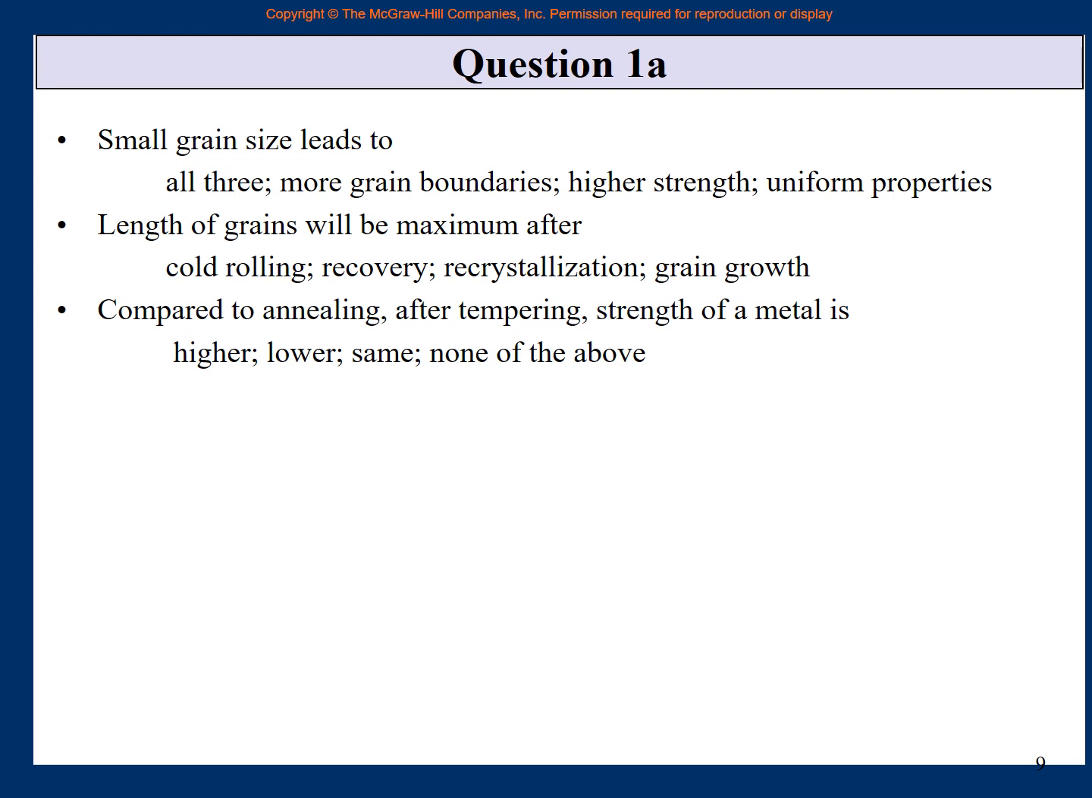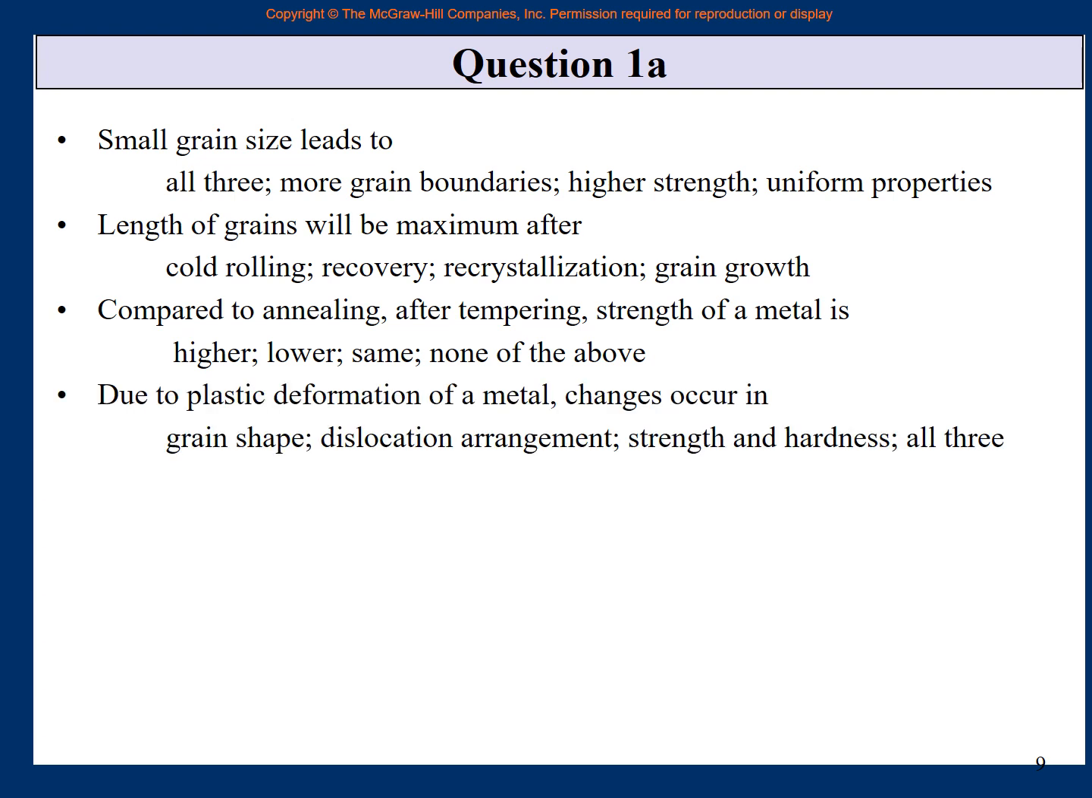After hardening, the metal is very hard. So then after tempering, it is in between. It is harder than after annealing, but lower than after hardening. So compared to annealing, after tempering, strength will be higher, because annealing gives the softest metal, and after tempering, it is higher than that, strength or hardness.